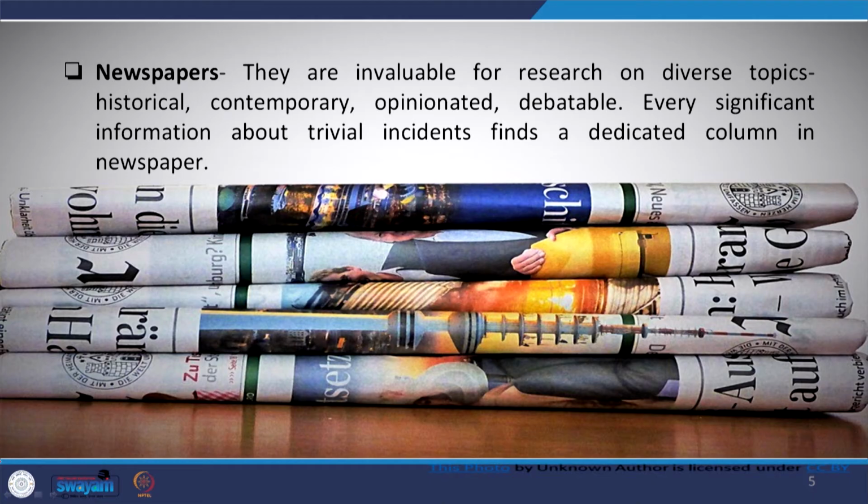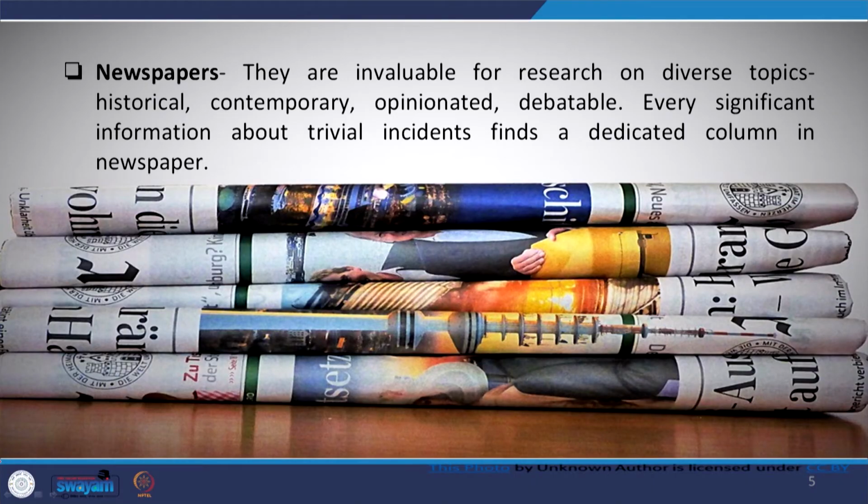Sometimes you are conducting research on the columns of a particular author, fine. Where can you get them? Now, nowadays it has been the tendency of most of us that when you have a pile of newspapers, you want to destroy it, but in libraries they are always preserved. So, every significant piece of information, even about trivial incidents, can find a mention as a dedicated column in the newspaper.